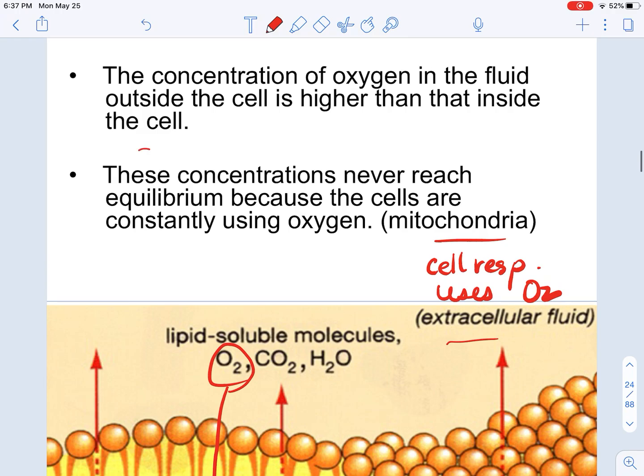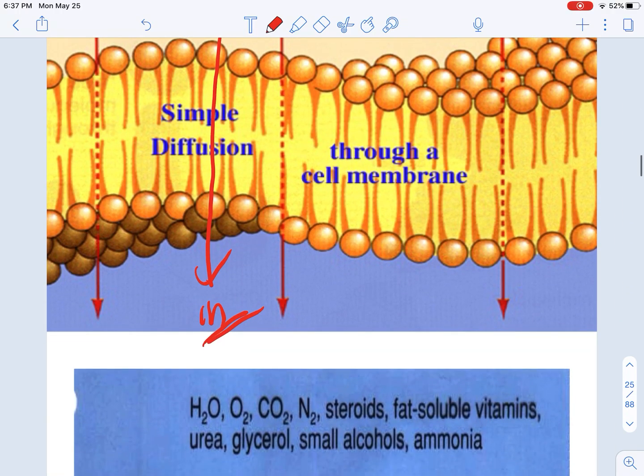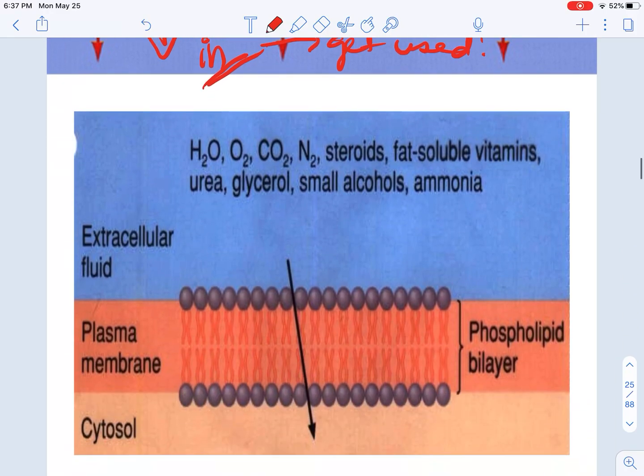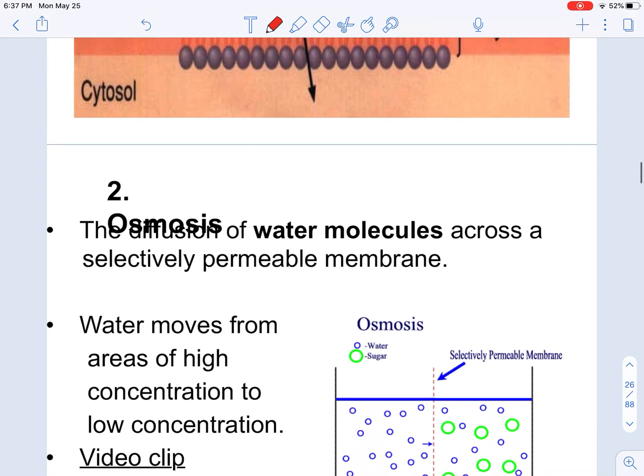And so therefore the concept here is saying that it will never reach equilibrium, because it would continually go in and get used. So there's never going to be an equilibrium for oxygen because of it getting used up all the time. So it's continually going to be coming in.